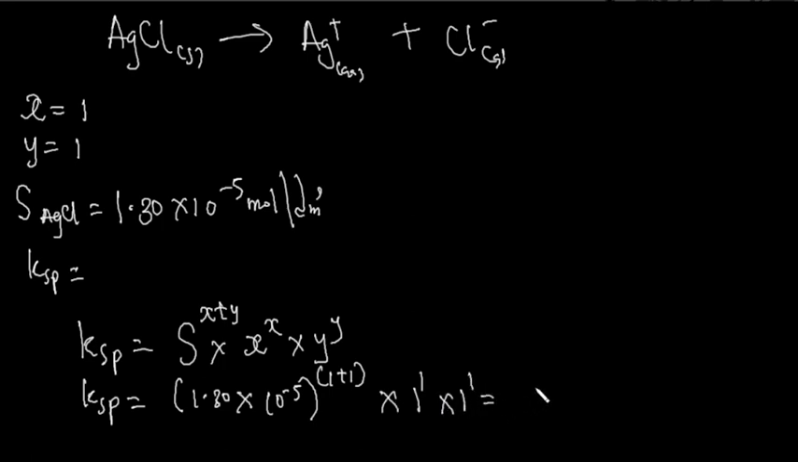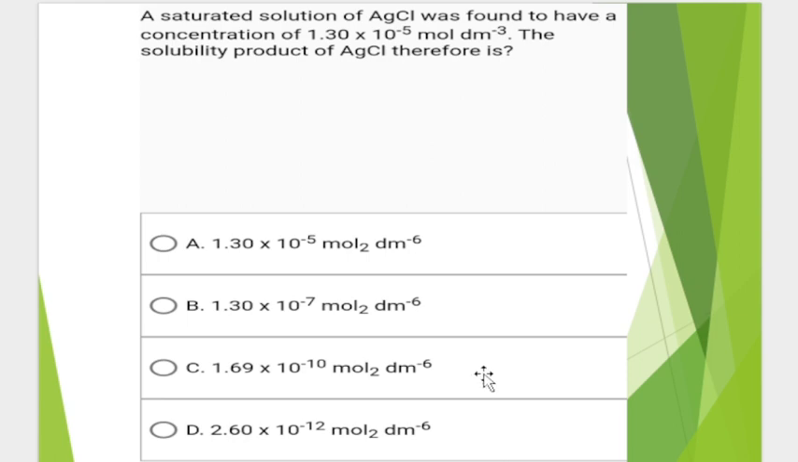If we resolve all this, what we are going to have here is 1.303 times 10 raised to power minus 5, all raised to power 2. With this said, our final answer is going to be 1.69 times 10 raised to power minus 10. And that is going to be the solubility product. So let's check if our answer is in the options. And you have that our answer is option C.